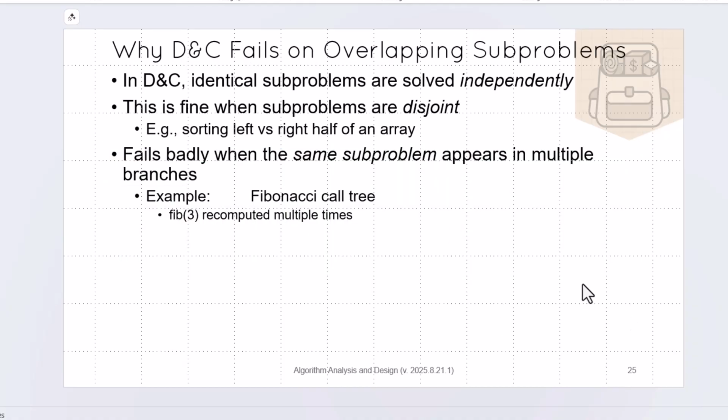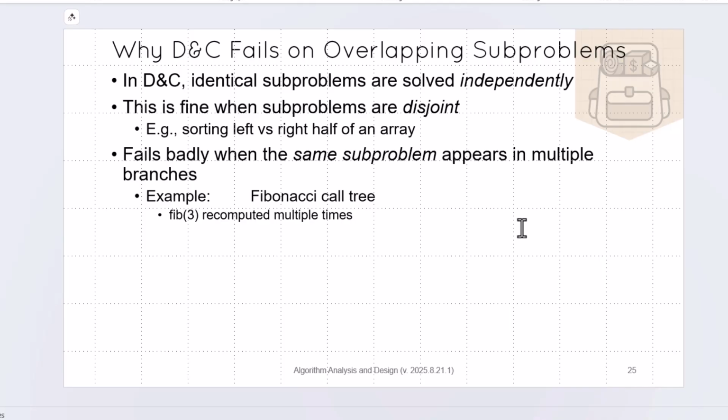Why divide and conquer fails on overlapping subproblems. So in divide and conquer, identical subproblems are solved independently. Okay, and we often get some really good, efficient results. That's fine when the subproblems are disjoint, sorting left versus the right half of an array, for example. Merge sort, it works very well. Quick sort, it works very well. But it fails badly when the same subproblem appears in multiple branches.